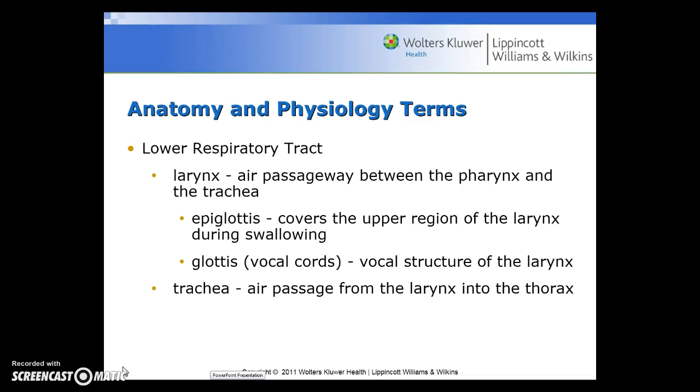The lower respiratory tract begins in the larynx, which is the air passageway between the pharynx and the trachea. It includes the epiglottis, which covers the upper region of the larynx during swallow, the glottis, or the vocal cords, which are the vocal structures of the larynx, the trachea, which is the air passage from the larynx into the thorax.